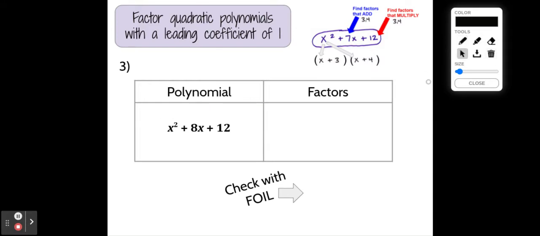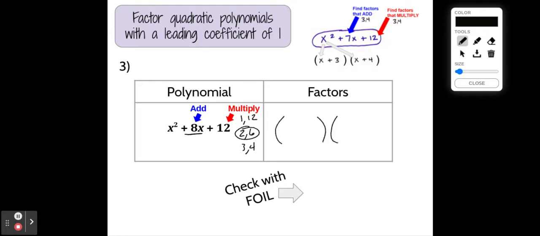Excellent. Okay, let's try another one. Here's number 3. Okay, so when we're doing this, again, we want to think what factors multiply together to give us our last term here. And we got 1 and 12, 2 and 6, 3 and 4. And what set of factors could we use that add together to give us 8? Well, the 2 and 6, right? So it looks like 2 and 6 are what we're using.